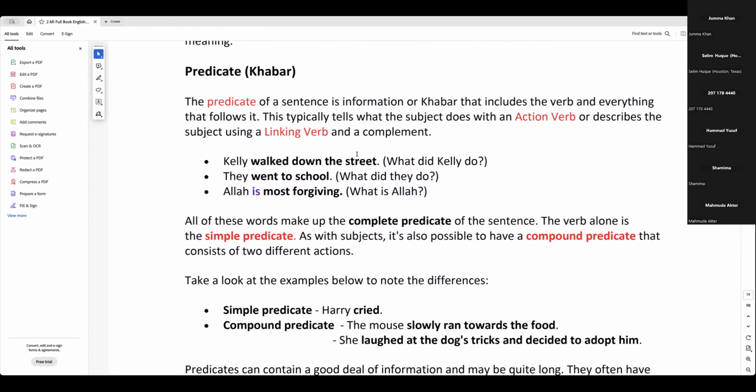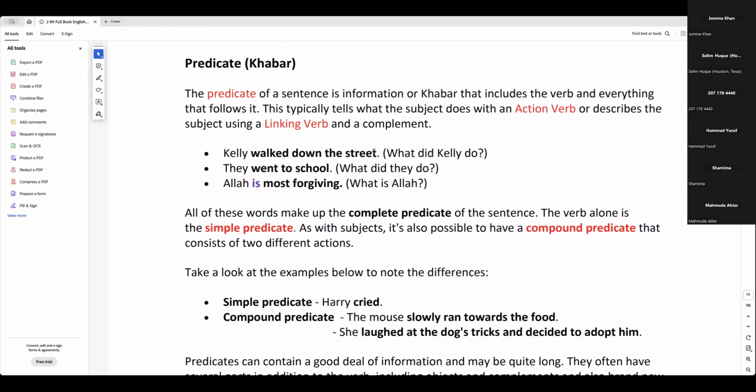Now, Kelly walked down the street. Here we go, walked down the street in bold. Before we had Kelly in bold, because we are identifying Kelly as a noun, an isim. Here, walked down the street is the predicate, the khabar. That's why we bolded it. Meaning Kelly walked down the street. It's giving what Kelly has done, his action. So this is known as khabar, predicate. They went to school. They is a pronoun. Went to school is khabar. It's the predicate. What did they do? They went to school. And it's khabar. It's the news.